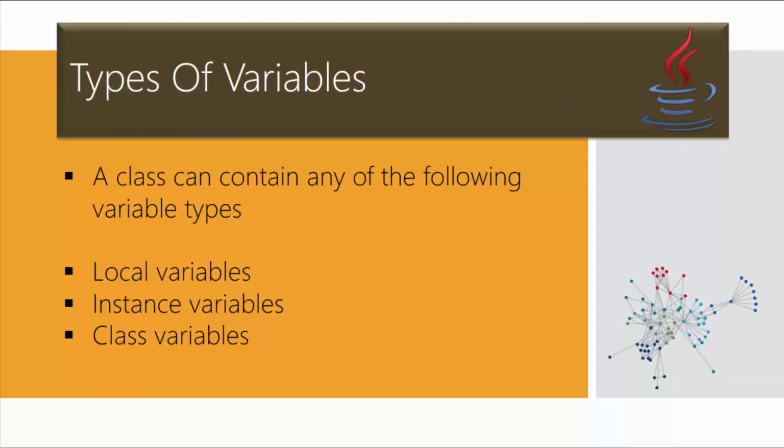The types of variables are local, instance, and class variables. We've talked about this in the past, but just so that we can refresh some of these concepts and recall them: you can create a local variable, you can have instance variables, and you can have variables within a class.